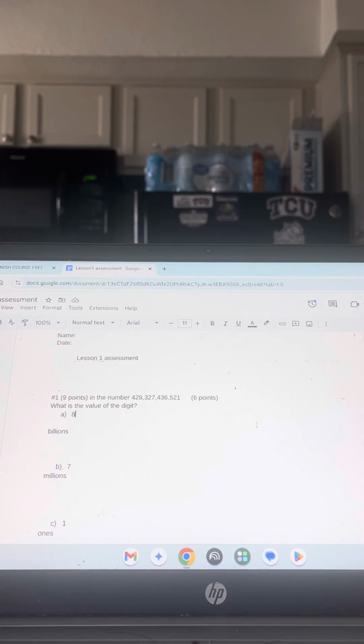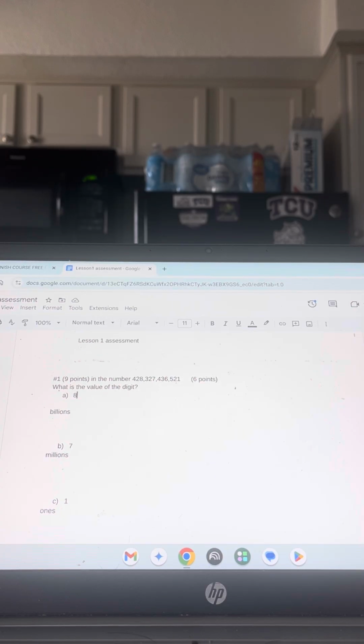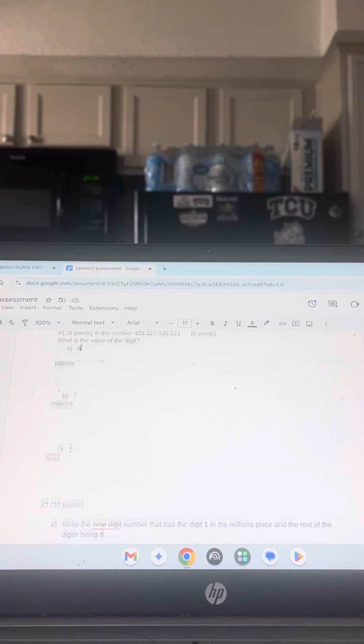Now, for part C, what is the value of the digit 1? If it were to ask you the place value of the 1, then yes, you would put 1s. But the question didn't ask you for the place value. The question asked you for the value of 1. In this case, it would just be 1. Pretend everything else before it's gone, and you just have the number 1. So for part A, you got 6 points. Means you didn't get full credit because it wasn't correct.